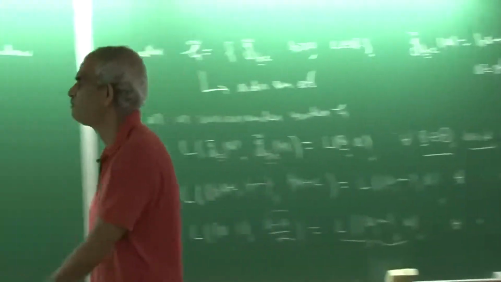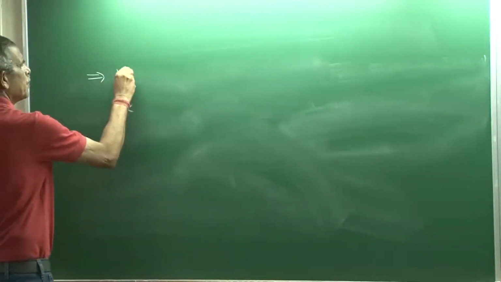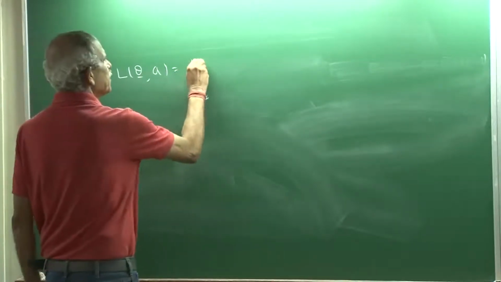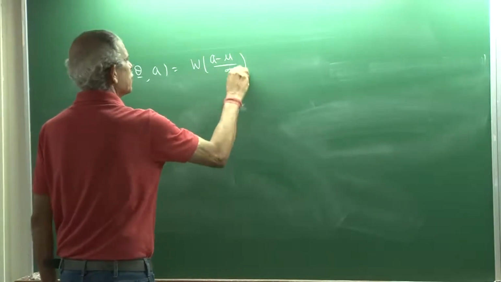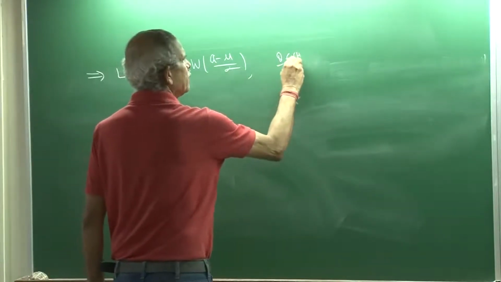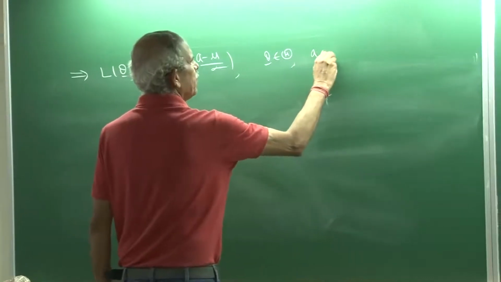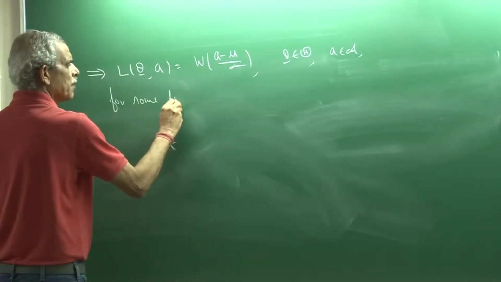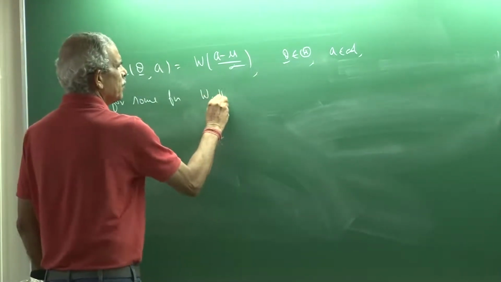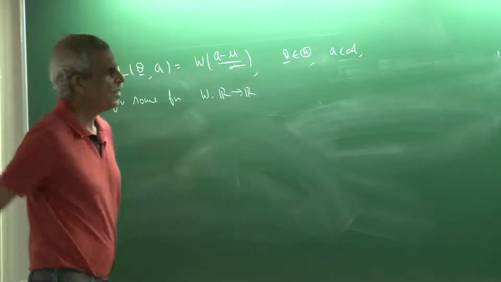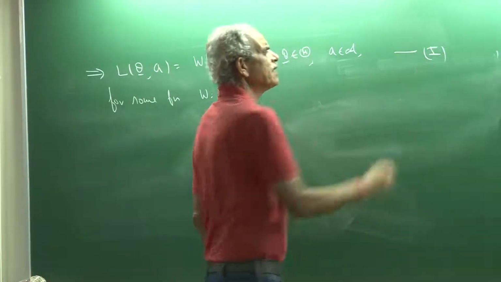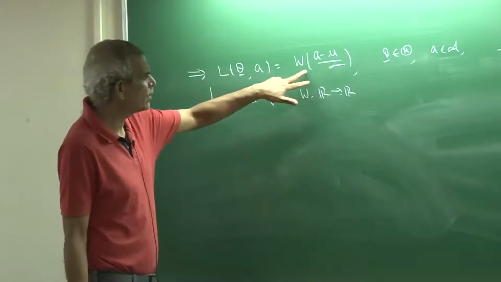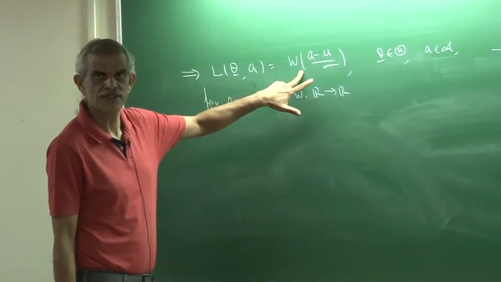So this implies that L of theta A is same as some function of (A minus mu) by sigma, theta belongs to capital Theta, A belongs to script A, for some function W from R to R. So if my loss function is invariant, it has to be of this type. Now let's look at whether any loss function which is of this type is invariant or not.